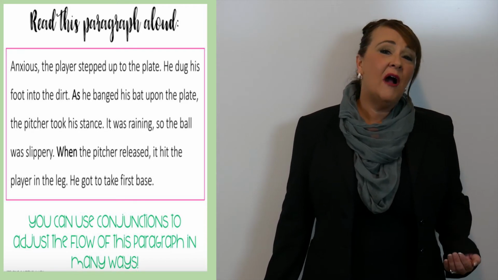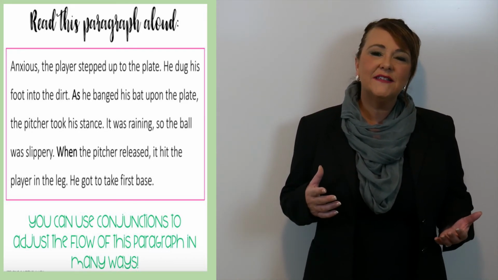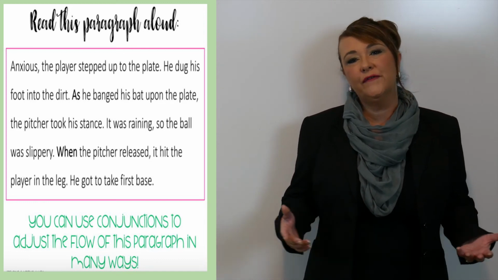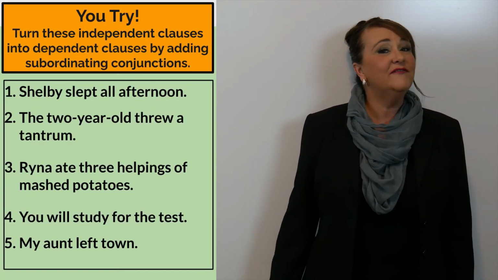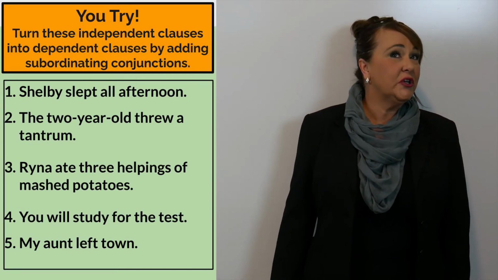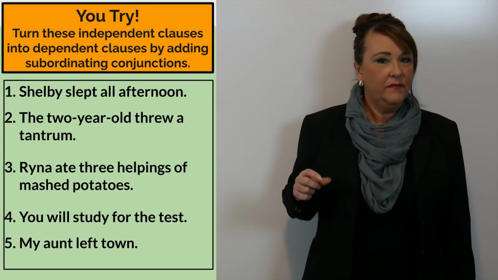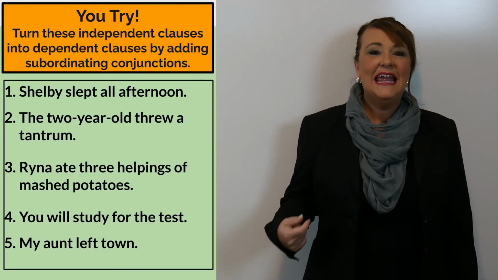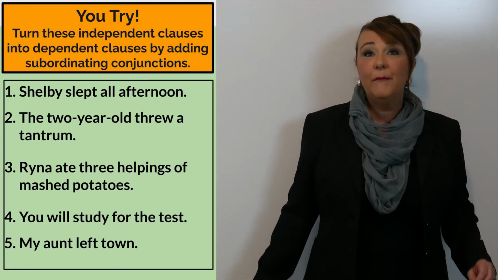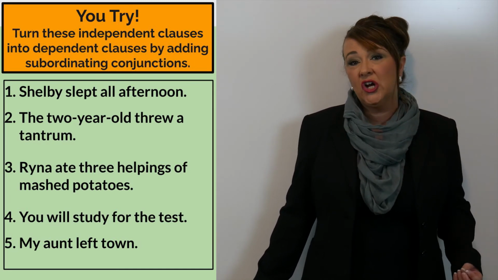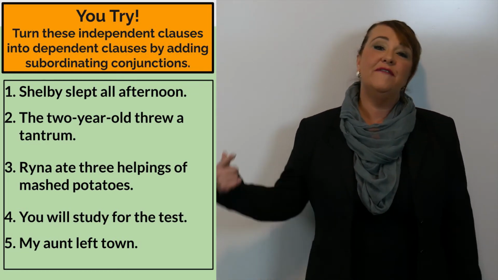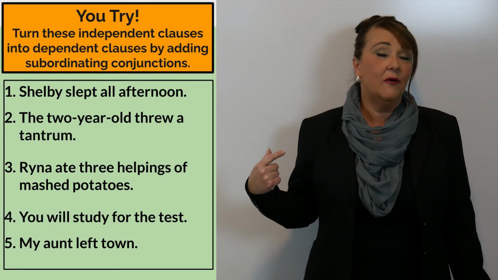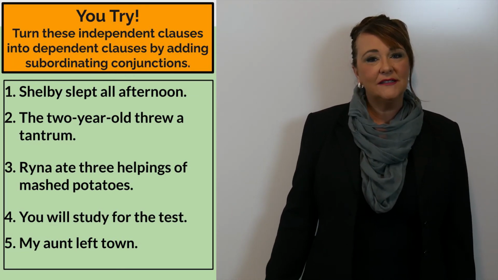Do you see how now these sentences are different lengths and they sound like it has more of a flow and not as simple or choppy? So now I'd like you to try it. Here you see 5 sentences. I want you to turn these independent clauses, which are complete sentences, into dependent clauses by adding a subordinating conjunction. Now remember, the subordinating conjunction needs to come before the simple sentence or before the independent clause.